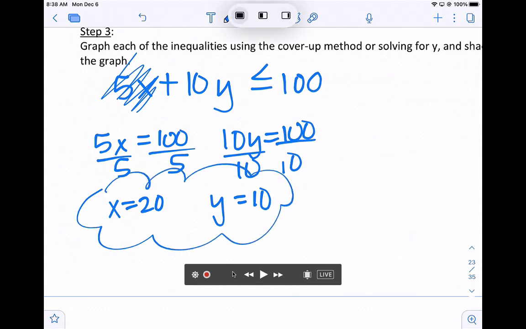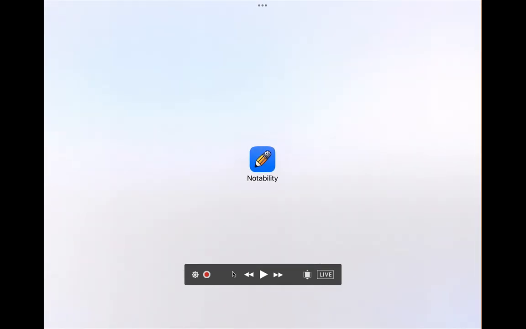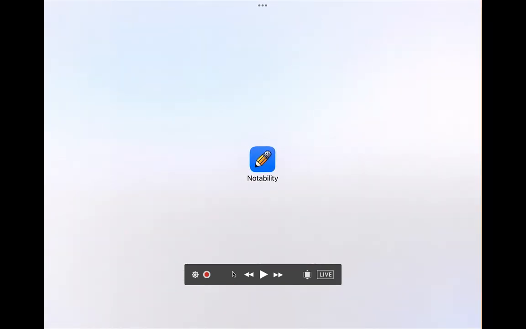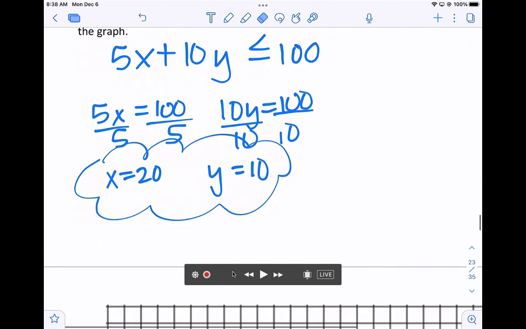When we graph it, sorry, I can't ever click on the eraser anymore after this update. I apologize. Okay, there it is. So when we graph it, we know x has to go at least up to 20 and y has to go at least up to 10.